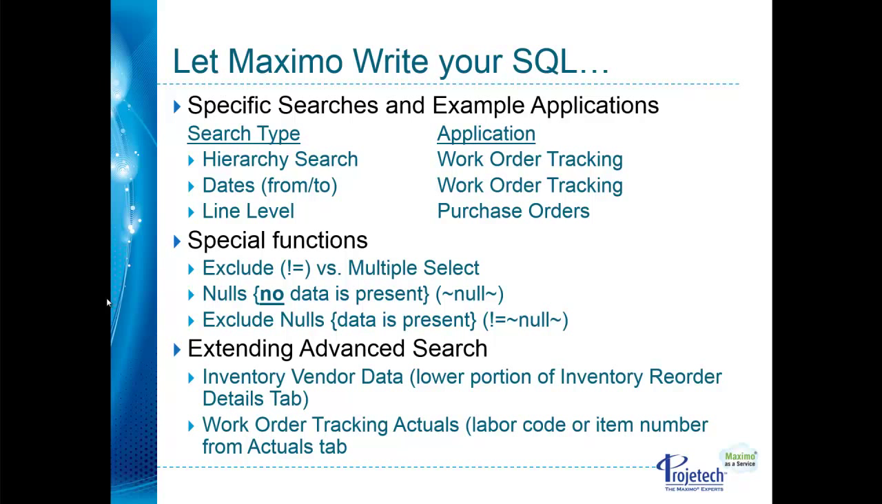Lastly, we will take a look at a couple of modified or extended advanced searches. One will be in the inventory application for searching the inventory vendor record, which appears at the bottom of the reorder details tab. The other, in work order tracking, when you wish to find work orders based on data on the actual subtabs, such as the actual issuance of a specific part, or time reported by a specific labor code. You can search on that labor code. Both of these, again, appear in the actuals subtab in work order tracking.